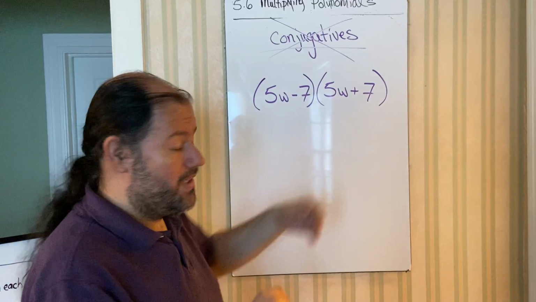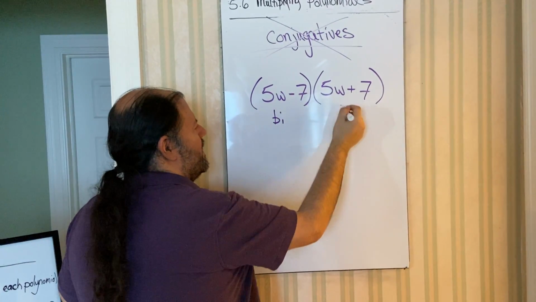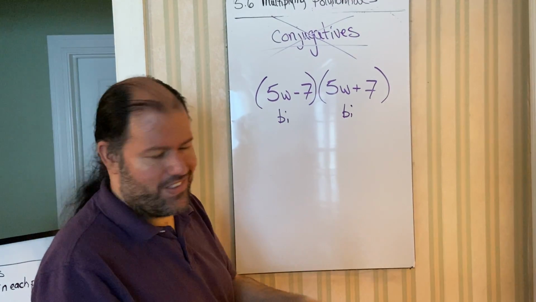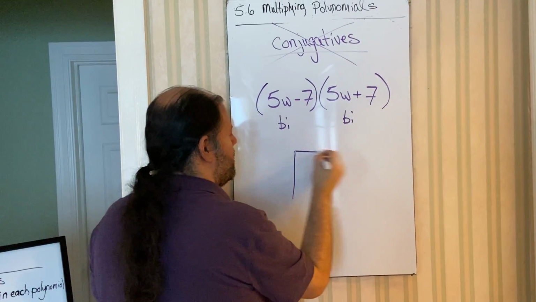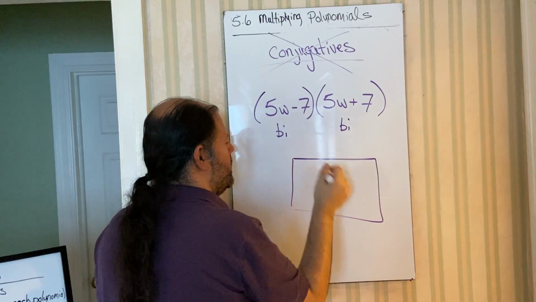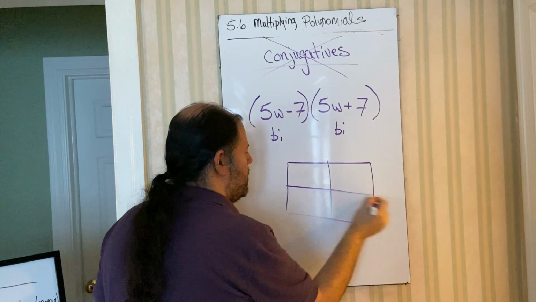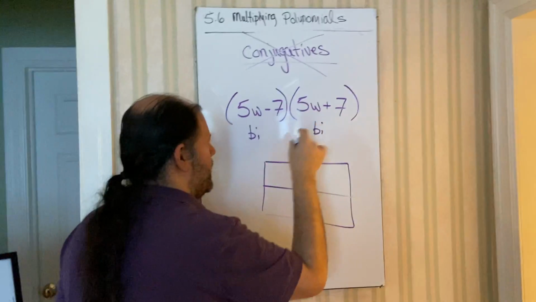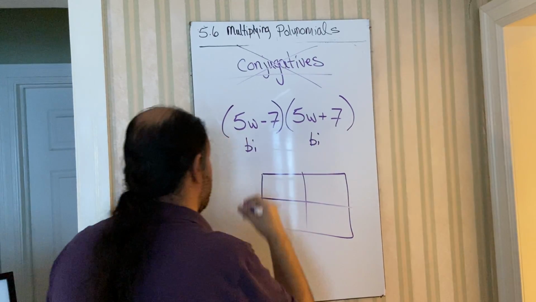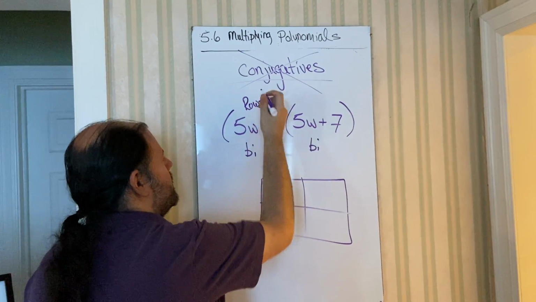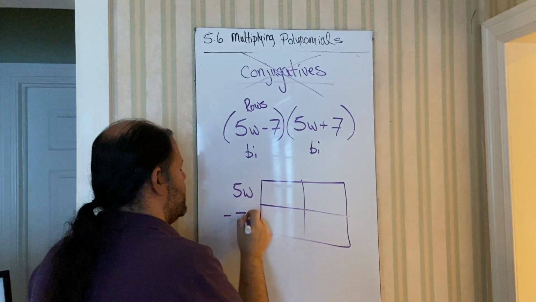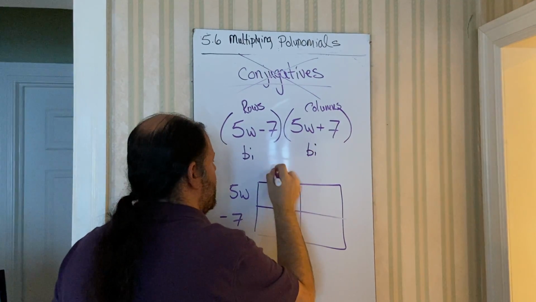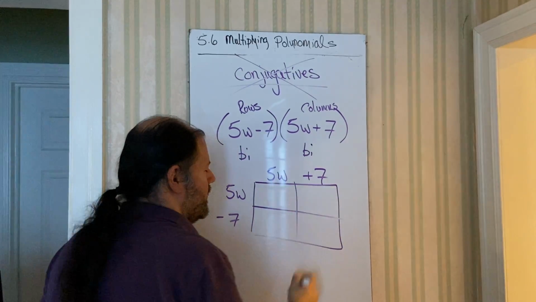Binomial times a binomial. FOIL, distribute. I'm going to show you rectangle. Big rectangle, two terms, boom, boom. Two rows, two columns, because it's by. That means 4 squares. This is rows to me. So 5W and a -7. This is columns to me. So 5W and a +7.